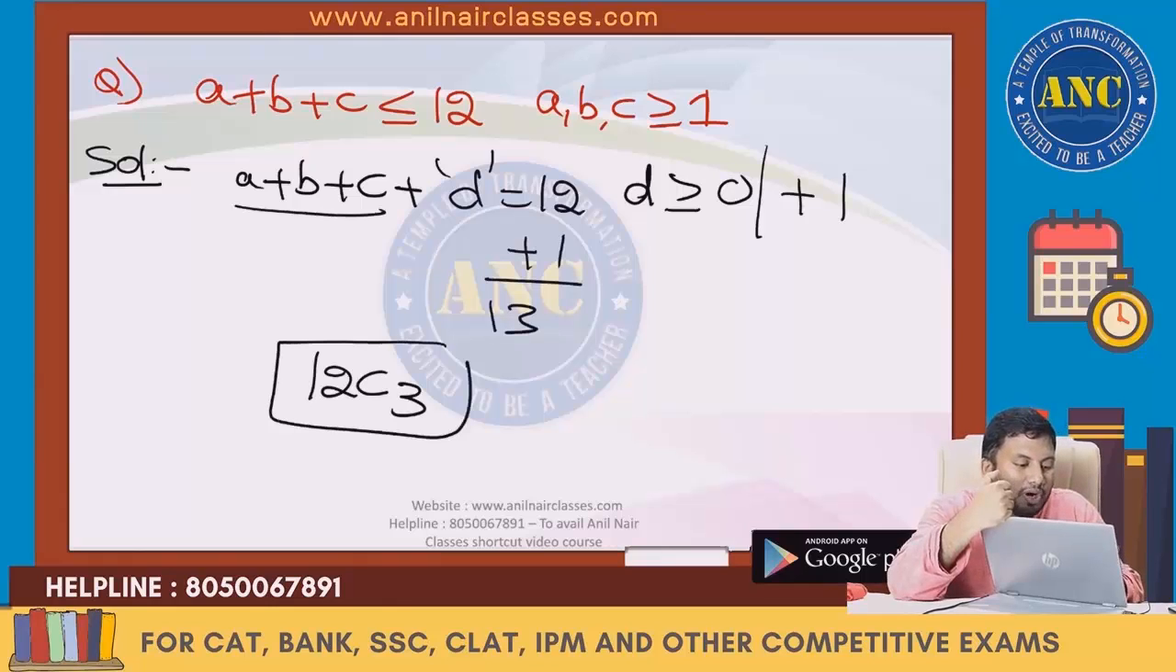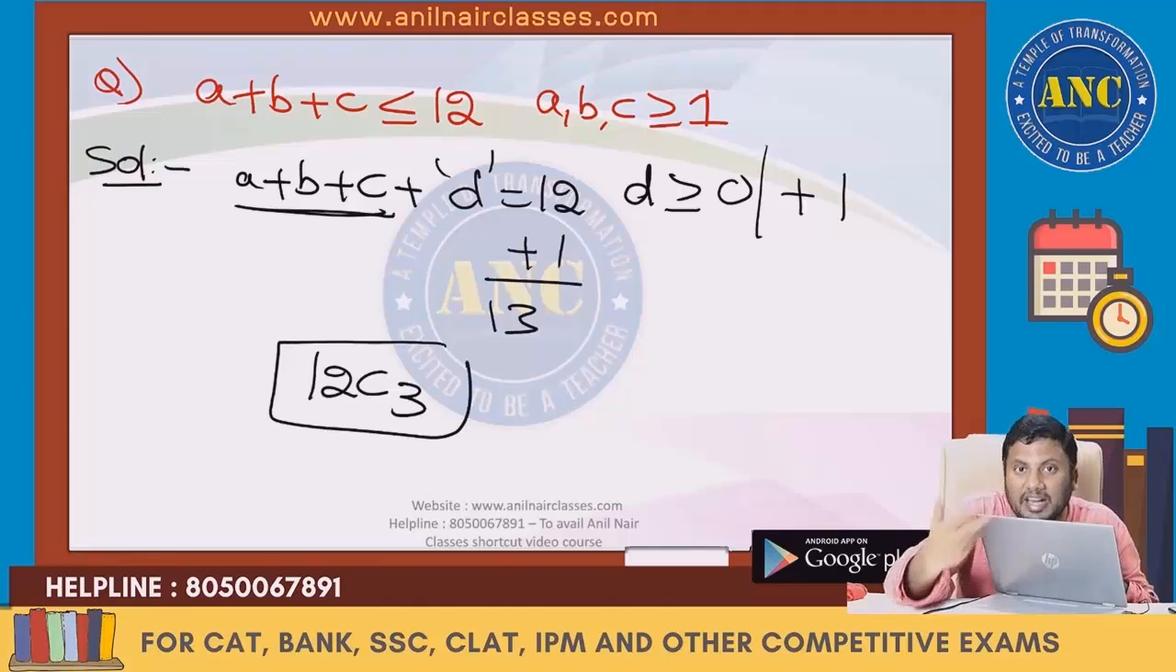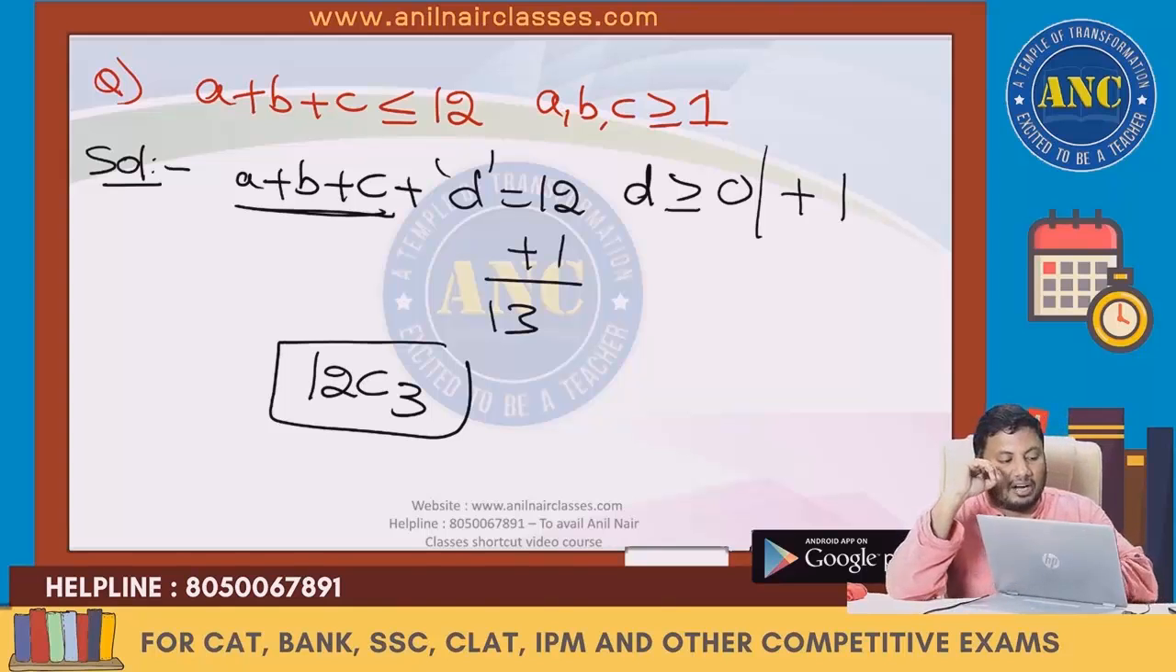It is before less than, it is equivalent to. That means A plus B plus C can take 12. If it takes 12, D value will be 0. If it takes 11, D value will be 1. If it takes 10, D value will be 2. So, the D value can start from 0.